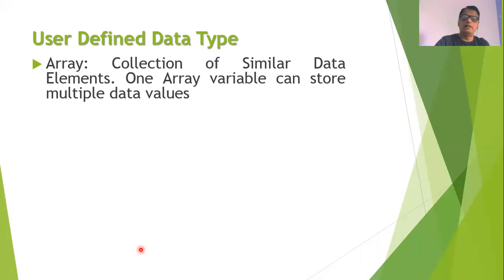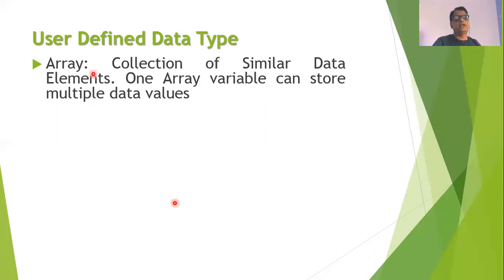Many times you will find that people are not satisfied, or sometimes it is not good to use only the basic data types or derived data types. And therefore, people need to define their data types on their own while writing programs. In C, it is possible that a user can define their own data type.